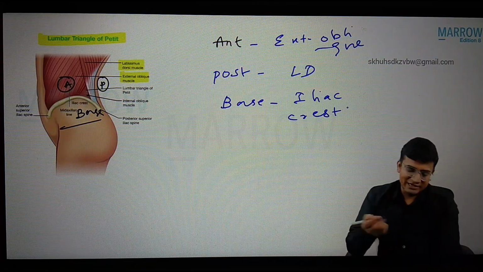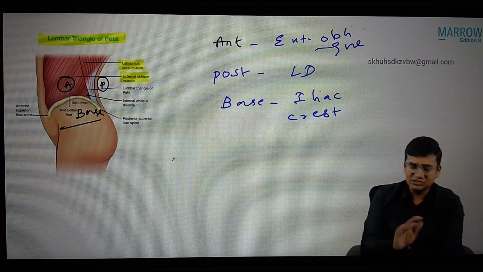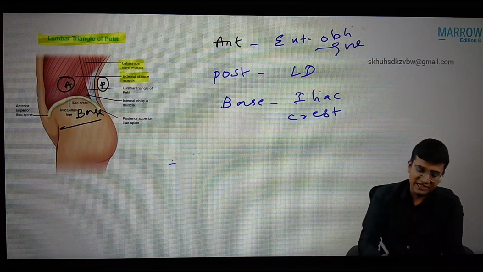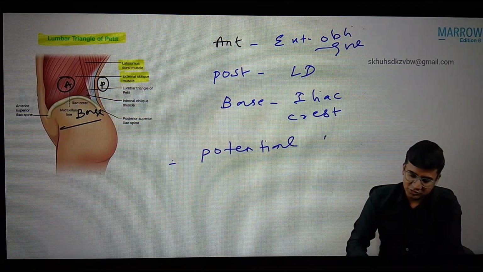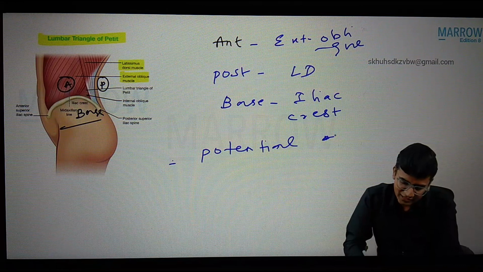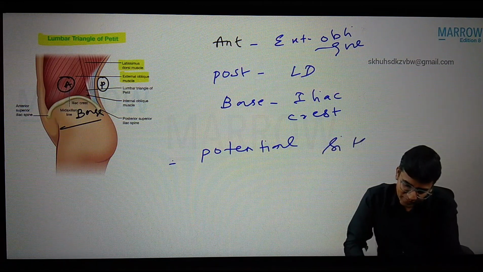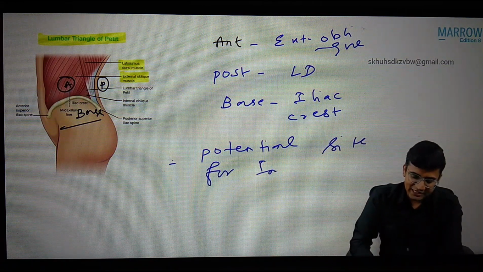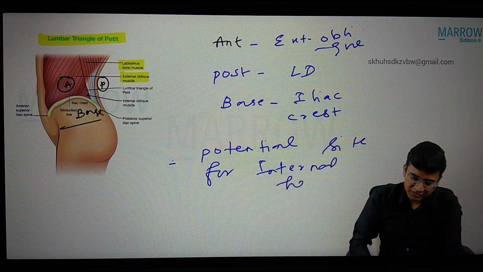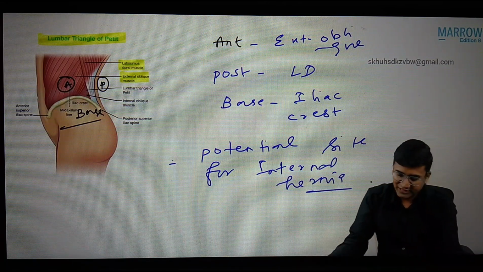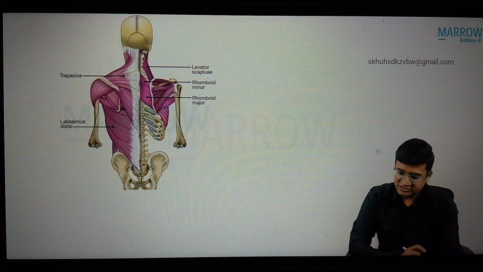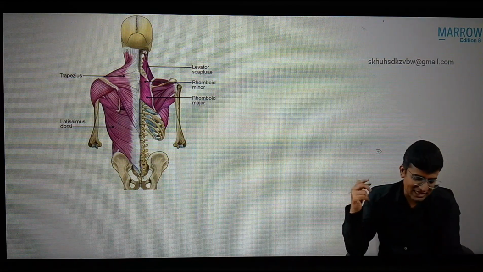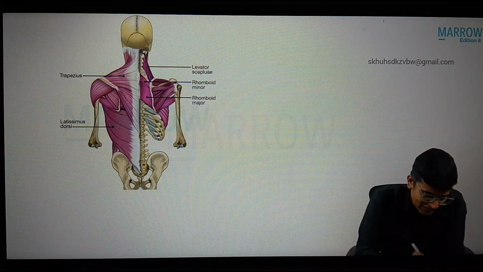Now what is the importance of this triangle? This triangle contains no content. It is a potential site for internal hernia. So these two triangles you have to note. Okay, and that's all about the muscles of the back. Next, we're going to see the muscles around the scapular region.